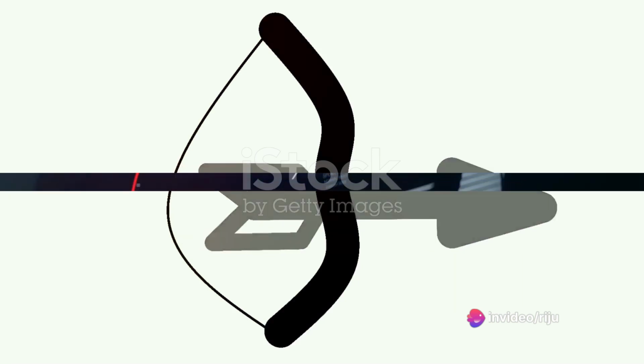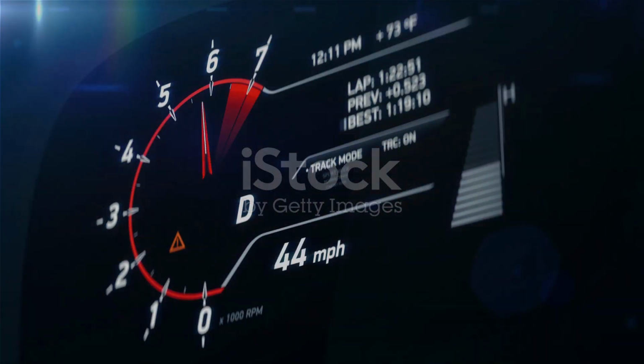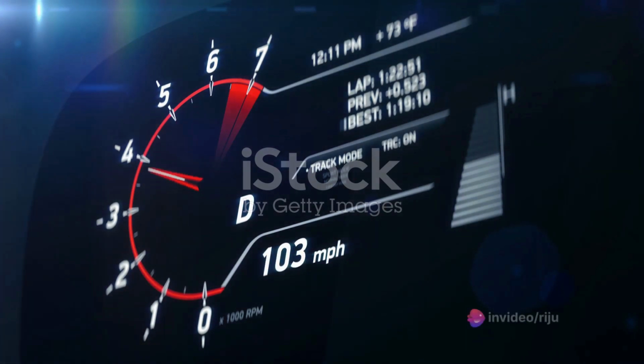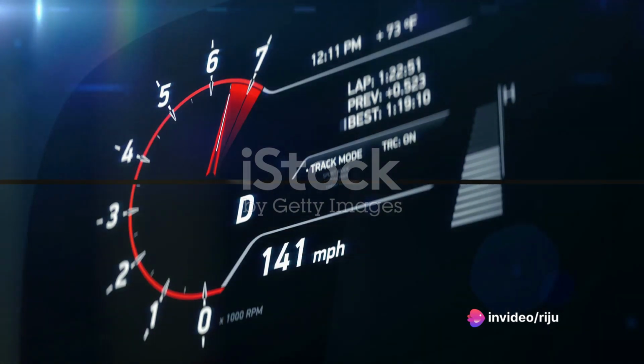Now imagine an arrow pushing this cube. This arrow symbolizes force. Force is a push or a pull upon an object resulting from the object's interaction with another object. And finally, envision the cube speeding up as it moves. That's acceleration. Acceleration is the rate at which an object changes its velocity. It's a vector quantity, meaning it has both magnitude and direction.